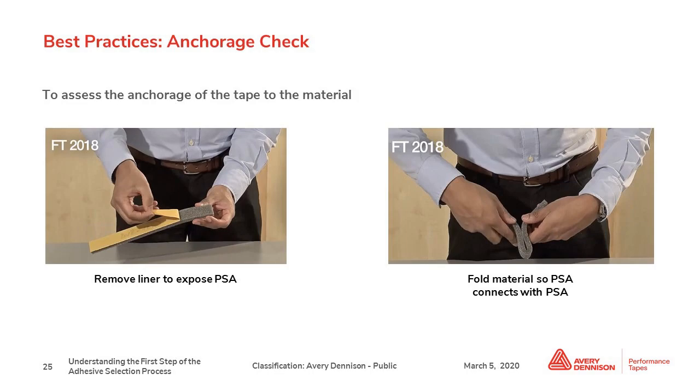So the next best practice that we'd like to take you through is checking the anchorage of the tape to the material you've laminated to. And this example is more set towards foam. Once the tape has been laminated to a foam, you can cut out a section of it. You would remove the liner, and you can apply it back or fold it onto itself so that the PSA is bonding with the PSA, as shown in the picture on the right there.